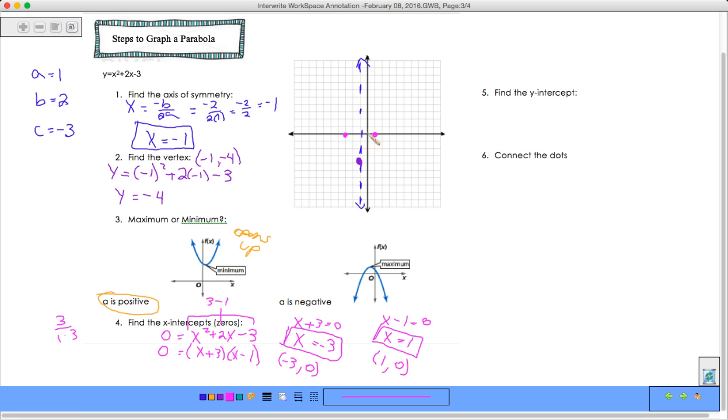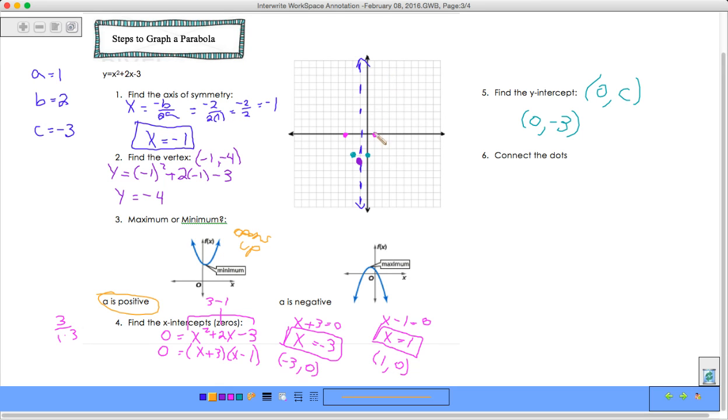And notice this one's 2 away from my axis of symmetry. This one's also 2 away from axis of symmetry. So I'm keeping that symmetrical shape. Now, next is my y-intercept. That one's the easy one. We know it's just 0, comma c. So in this case, that's 0, comma, we said c was negative 3. Okay, so I'm going to go to negative 3. 1, 2, 3. Put a point. Remember that you can mirror it on the other side. So if I have 1, 1 away here, I have 1, 1 away on the other side. Okay. And then we just connect the dots.